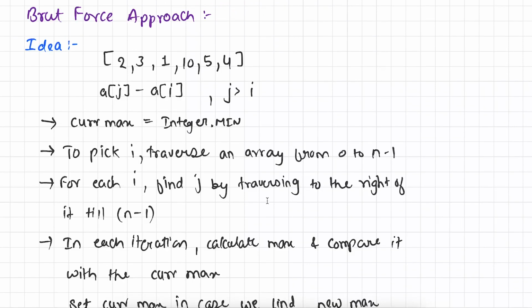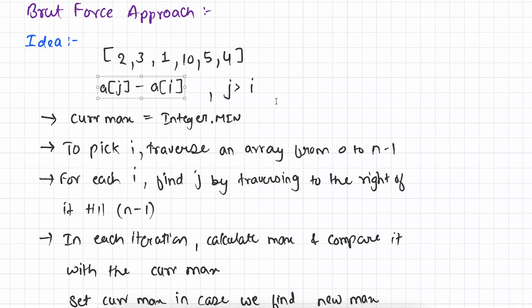Alright, by now I hope that you would have written at least a basic program to solve this problem. So let's see the brute force approach to solve this problem. Here is the idea. We have this array 2, 3, 1, 10, 5, 4. And the constraint is that j should always be greater than i. It means whatever number we pick, the index of that number is always greater than the index of the second number. And we have to always calculate the difference by subtracting a of i from a of j.